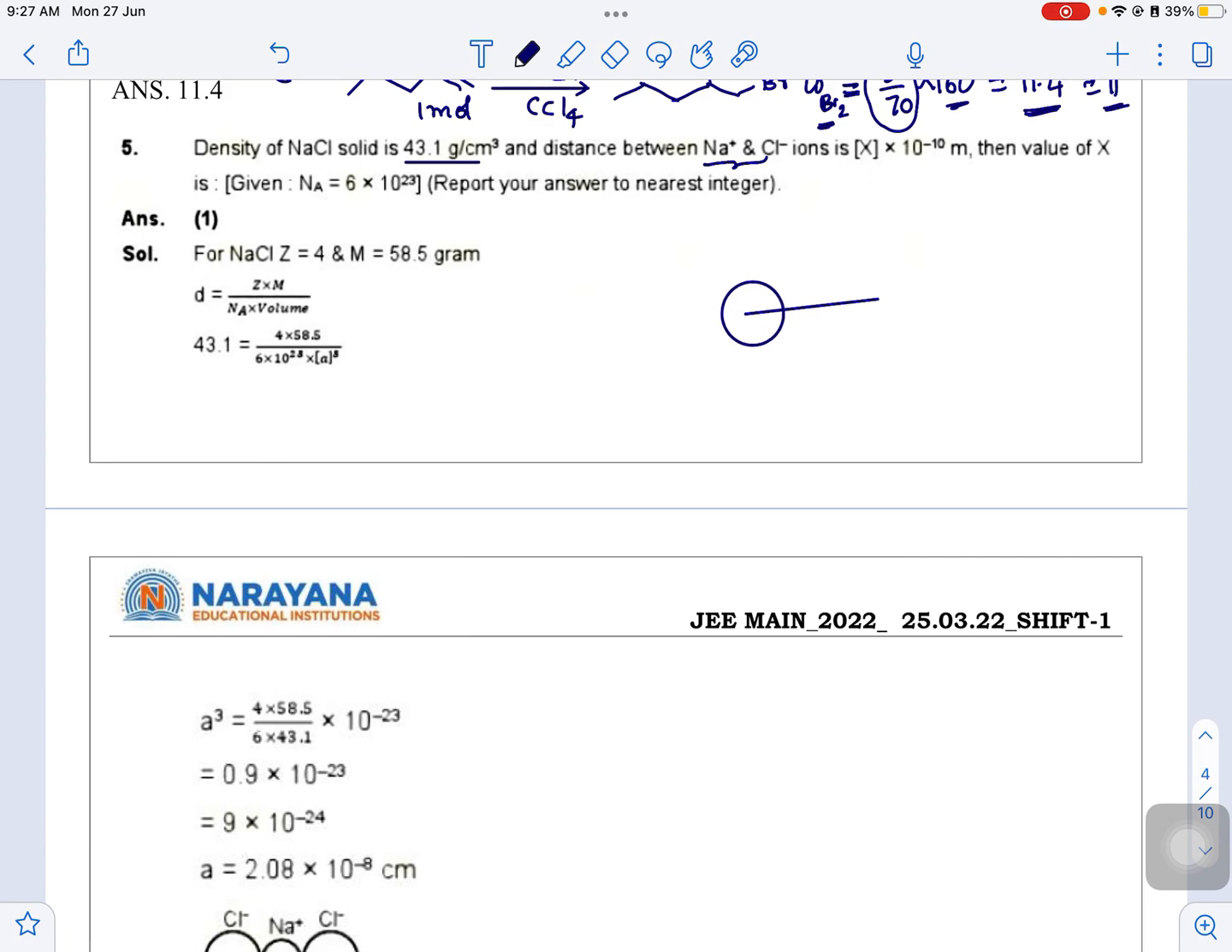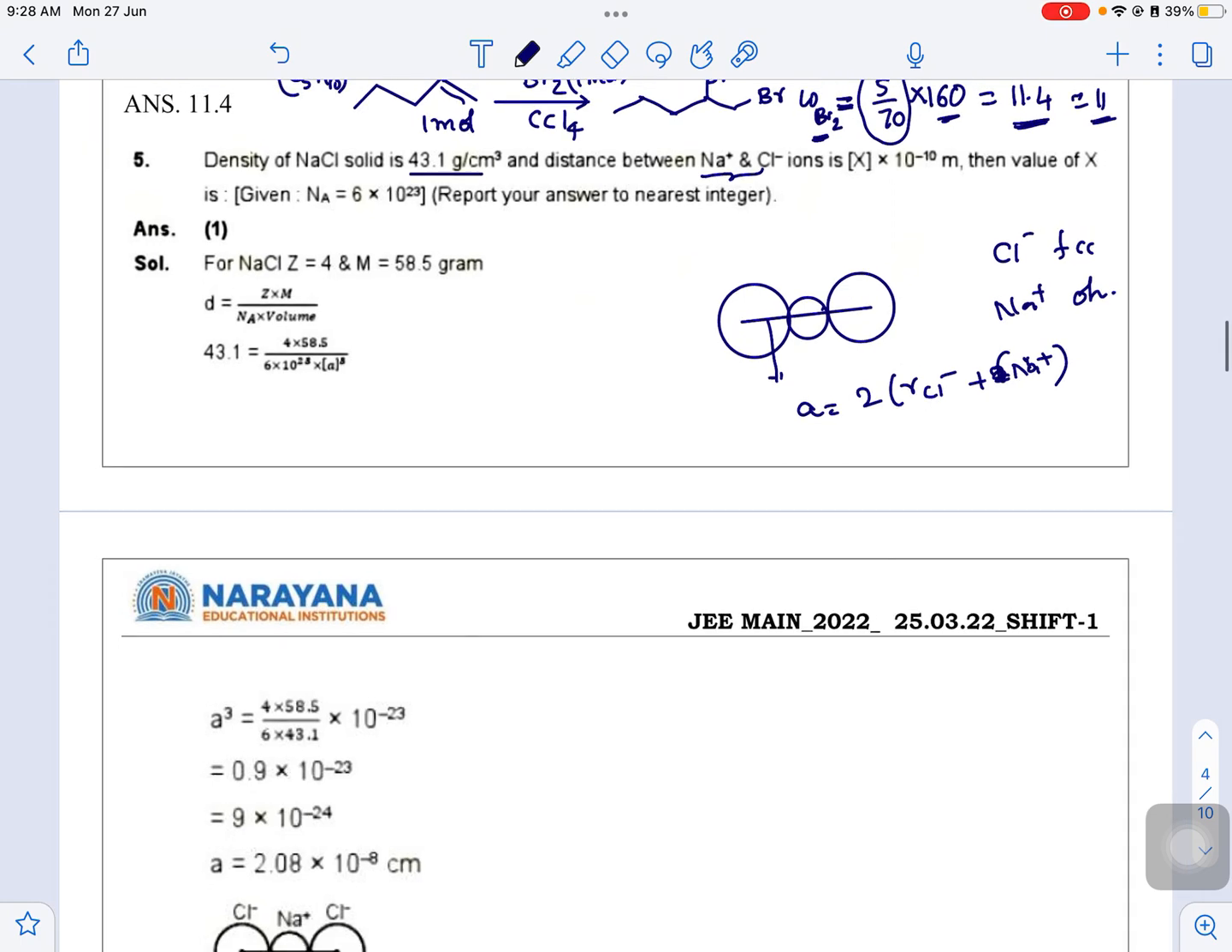Here we have the structure of sodium chloride. In the structure of sodium chloride, the chloride ions form FCC and Na plus ions are present in the octahedral void. The octahedral void is present at the center of the edge. Now we can write that this edge length a is equal to 2 times the radius of chloride and the radius of sodium ions.